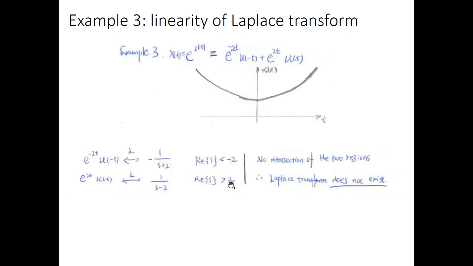Now this is what happens. The region of convergence for the first term needs to be less than minus two. For the second term, it needs to be larger than two. And if we want the Laplace transform of x to exist, then both conditions should be satisfied, which is impossible, right? Because the intersection of these two sets is an empty set. There's no intersection of these two regions. In this case, the Laplace transform does not exist.